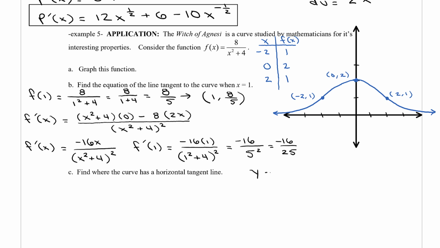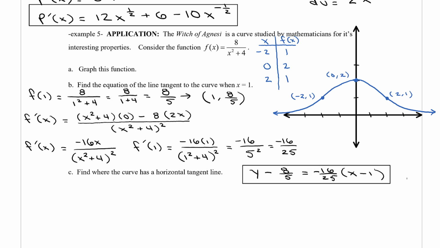So this is going to represent my slope. I have a point, I have the slope. I can now use point slope form, which is y minus 8/5 equal to -16 over 25 times the quantity x minus 1. And I'm going to box in that equation. This is the equation that represents the line tangent to the curve when x is equal to 1.